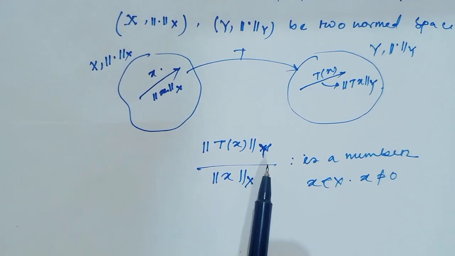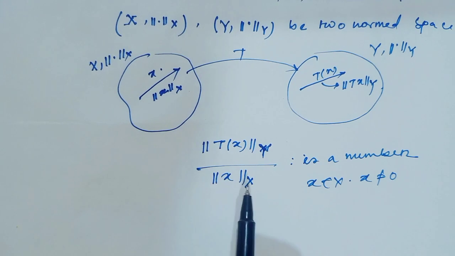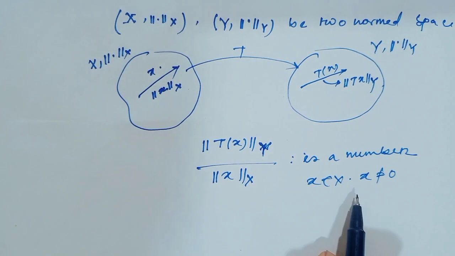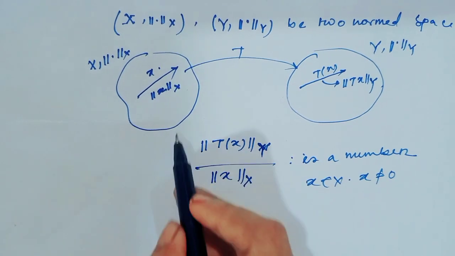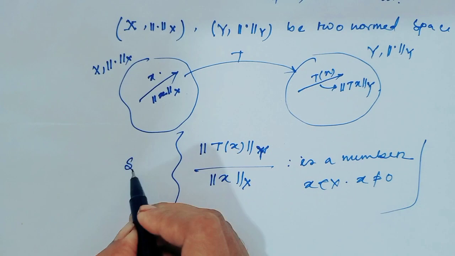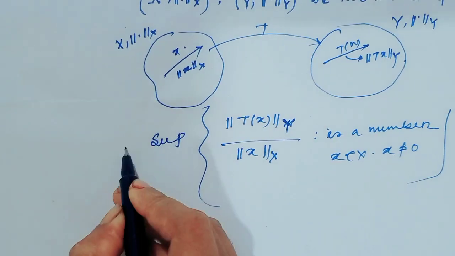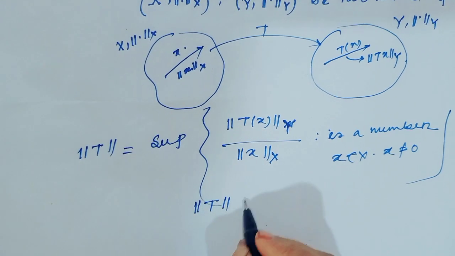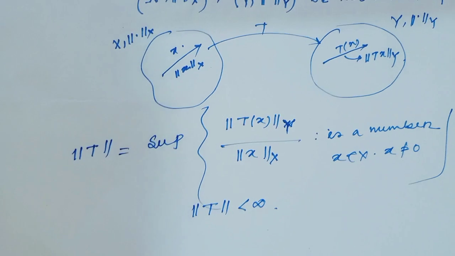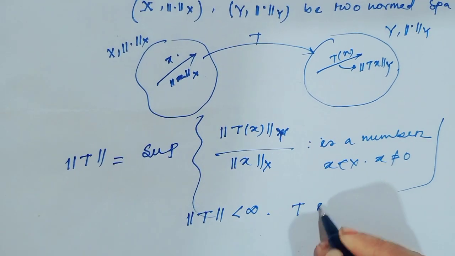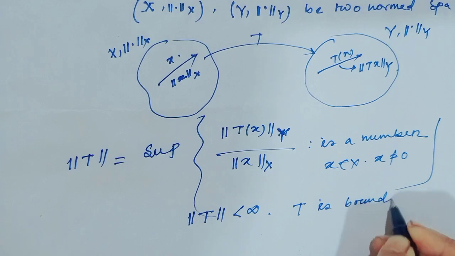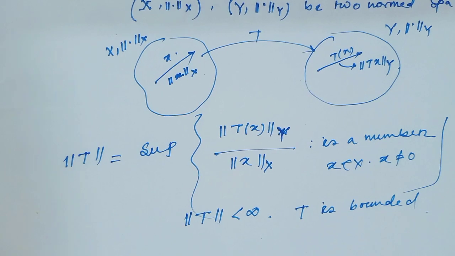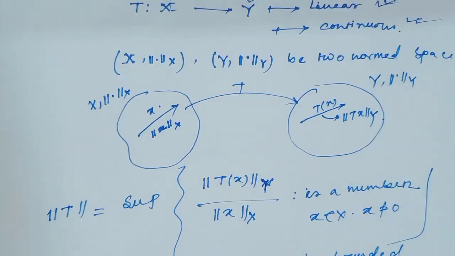Now the norm of Tx with respect to the norm Y over the norm of x with respect to the norm space X is obviously a number, where x belongs to X and x is not equal to 0. Consider the supremum of this set, which is obviously a number, and call it the norm of T. If this number is less than infinity, then obviously T is bounded. I hope all my viewers have understood clearly what a bounded linear operator is in a normed space.